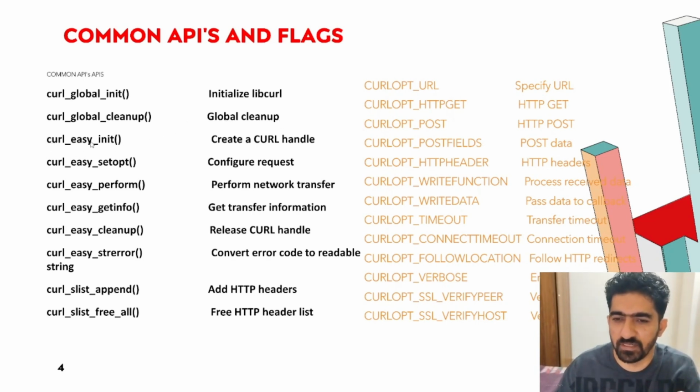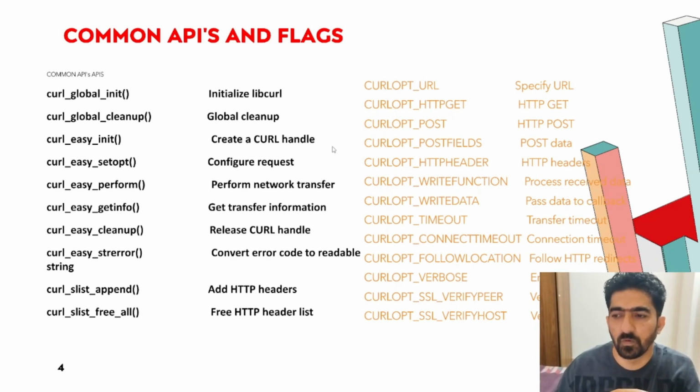Okay, so here we have seen easy init, which will create a curl handler to handle your HTTP request. Okay, then we have set option, and here we have to perform some network transfer. For example, we are sending some packet to the server. We are getting some transfer information through this API. We have cleanup, we have errors, and if you want to add some additional HTTP headers, you can append them over here, and you can free the HTTP header list as well. And these are some related flags that we can use with these APIs.